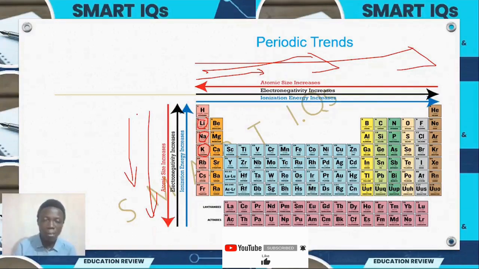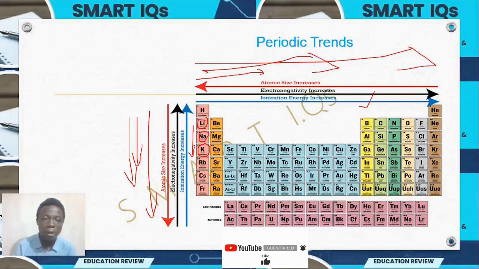That being said, it means that as far as down the group is concerned, both properties will decrease. If electron affinity and electronegativity increase across the period, they also decrease down the group. Also, ionization energy increases across the period, please take note, and decreases down the group. So it increases across the period and decreases down the group. Are we together? Good.